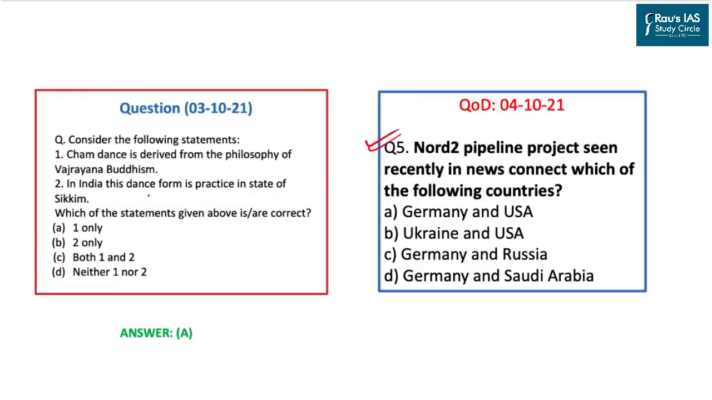As far as answer to yesterday's question is concerned, it is your option A because charm dance is not part of Sikkim. It is mostly practiced in the Ladakh region of India.